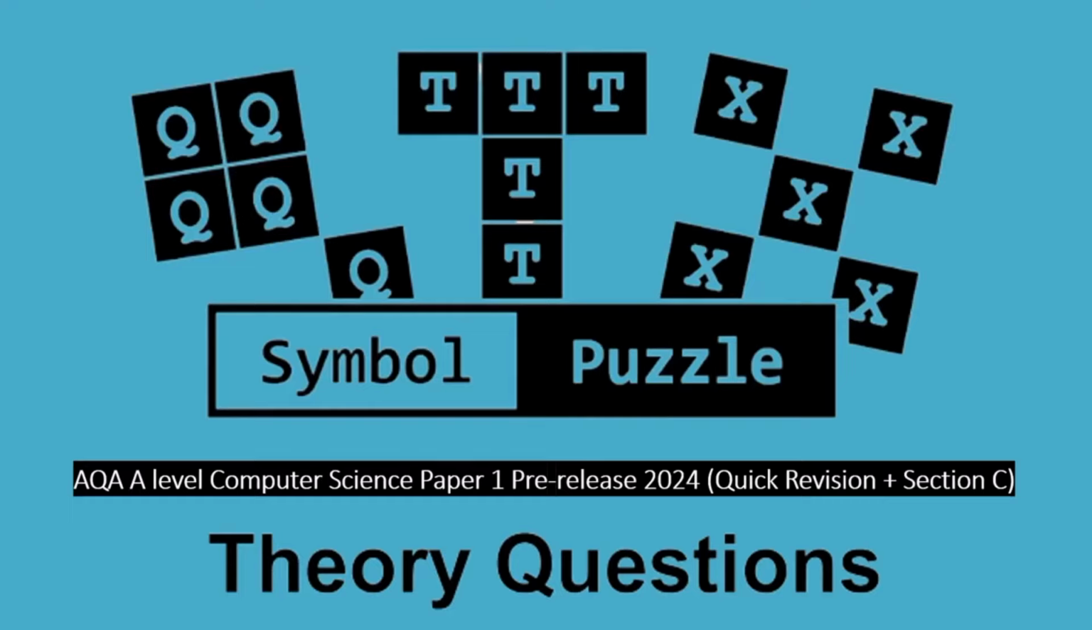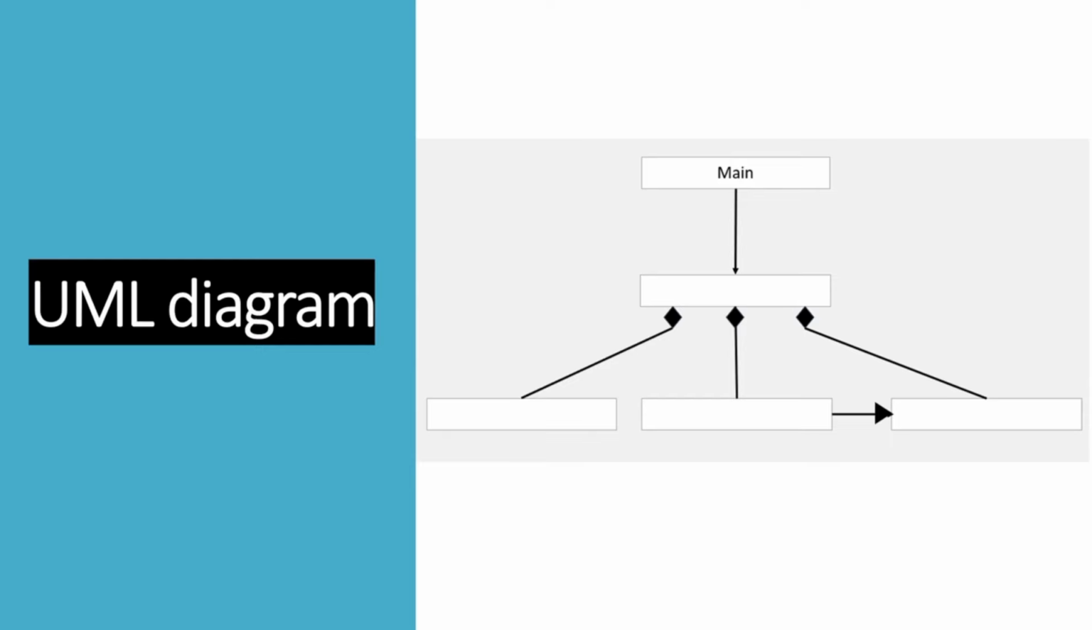Hello, we're going to practice section C for AQA A-level computer science today, but before we dive into the questions, let's quickly look at the important areas of the code. As a brain warmer, I'll give you 30 seconds to fill out this UML diagram. Feel free to pause the video if you need more time, and then we'll look at the answers.